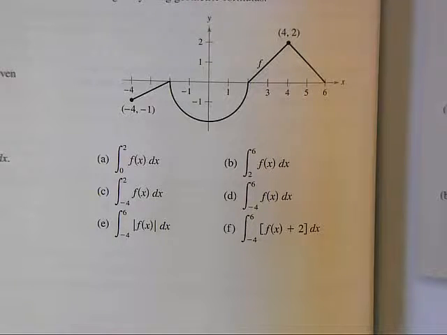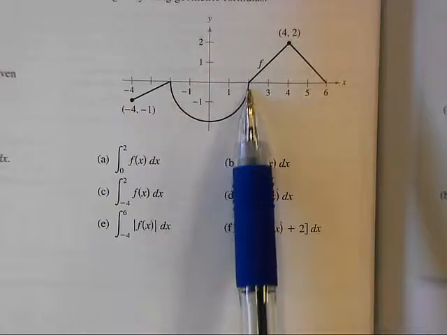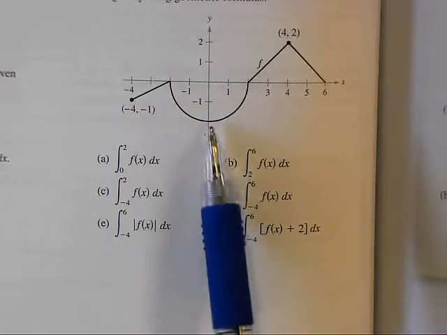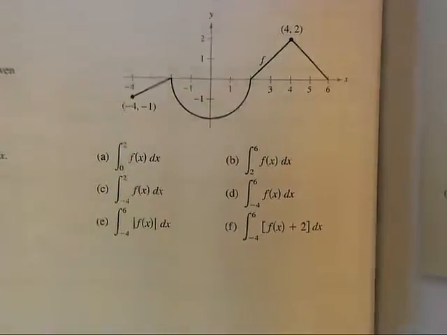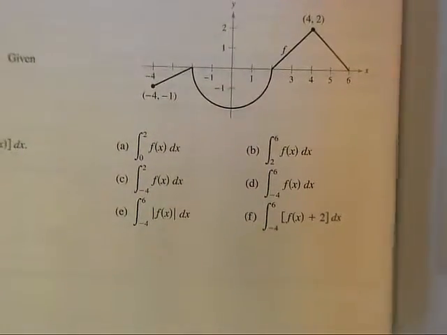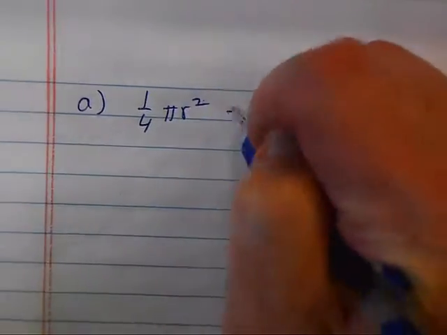1/4 pi r squared. Because, what shape is this right here? This is half of a circle. If we go from 0 to 2, it's only a quarter of a circle. So the answer for part A is 1/4 pi r squared.